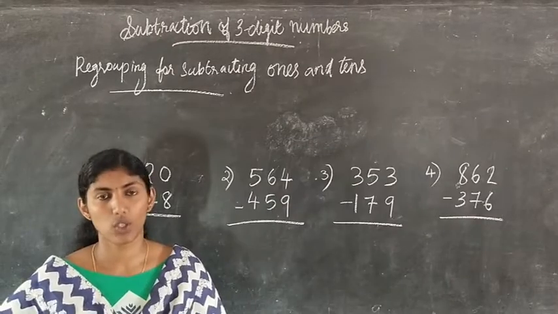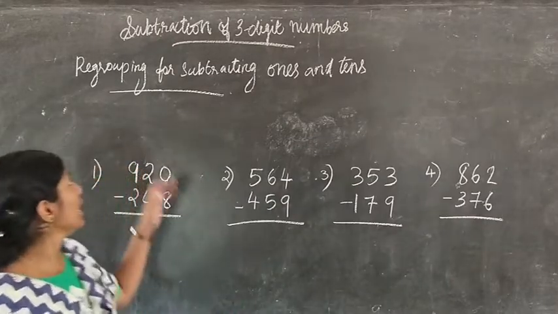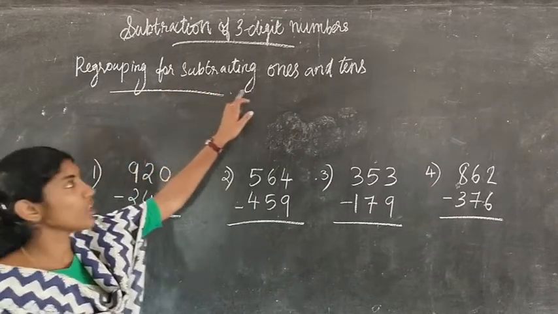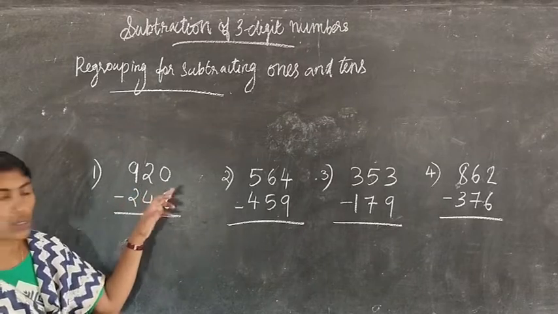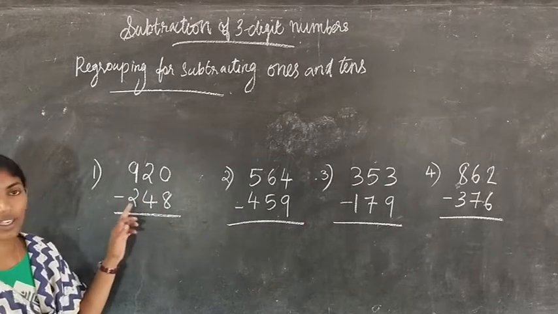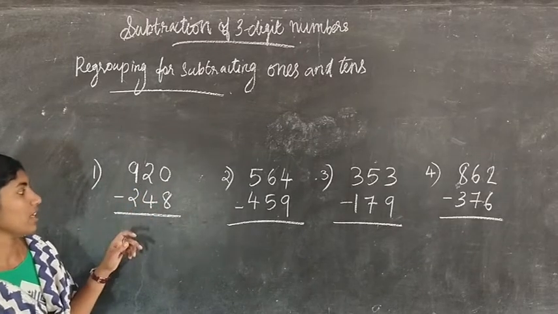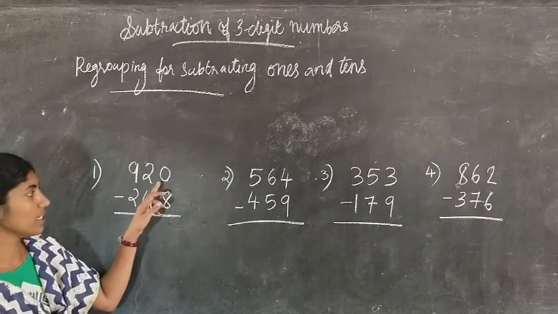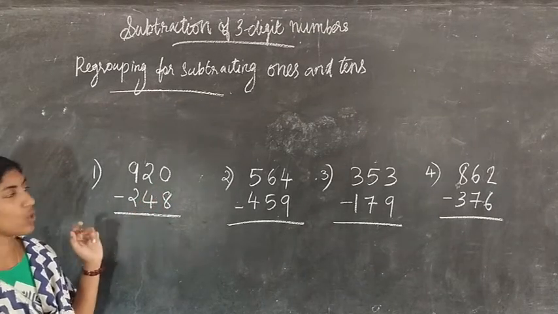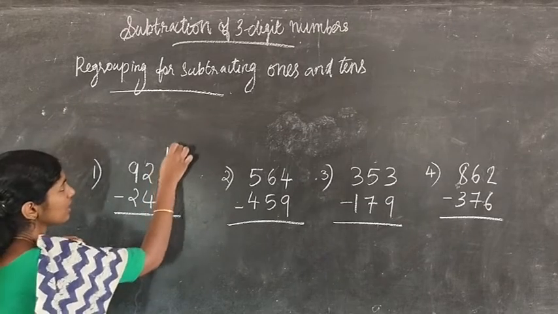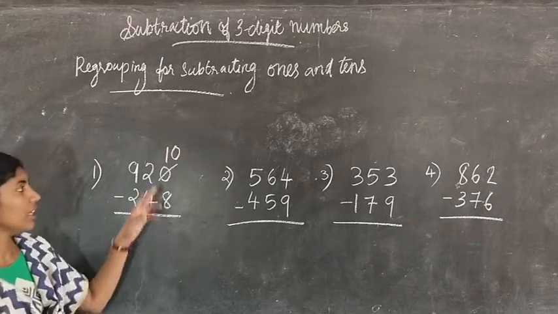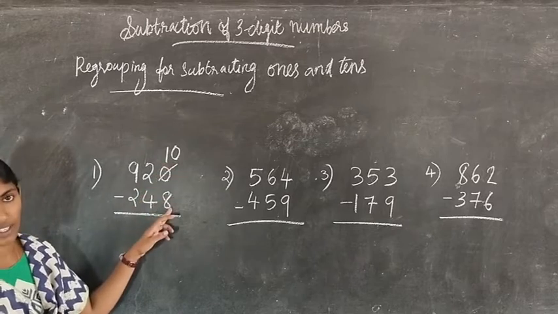531. So children, today's last topic, regrouping for subtracting ones and tens. First question, 920 minus 248. Here first we have to subtract the ones. Here 0 is less than 8, so we have to borrow 10 and we have to regroup as 10. Then 10 minus 8.